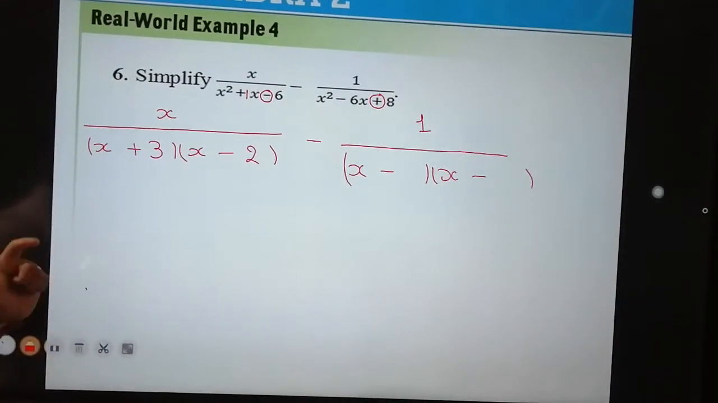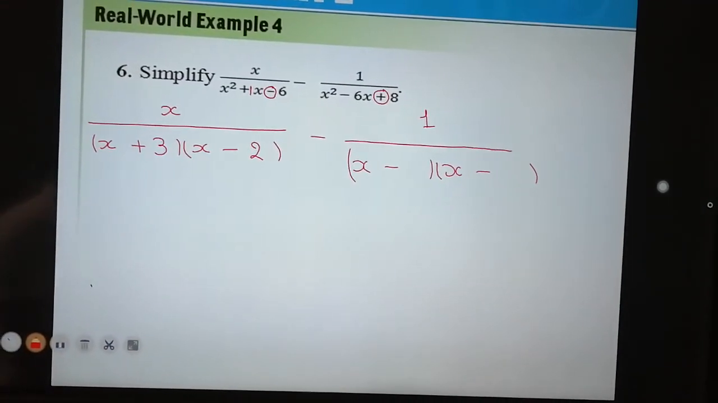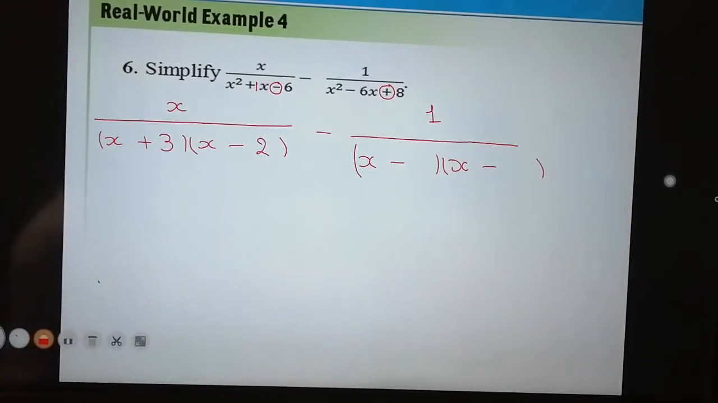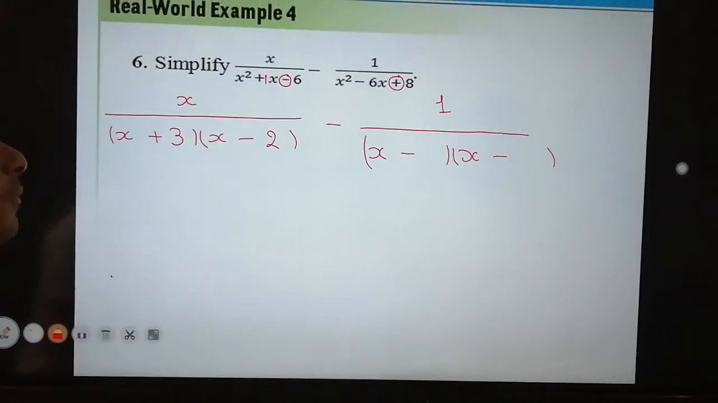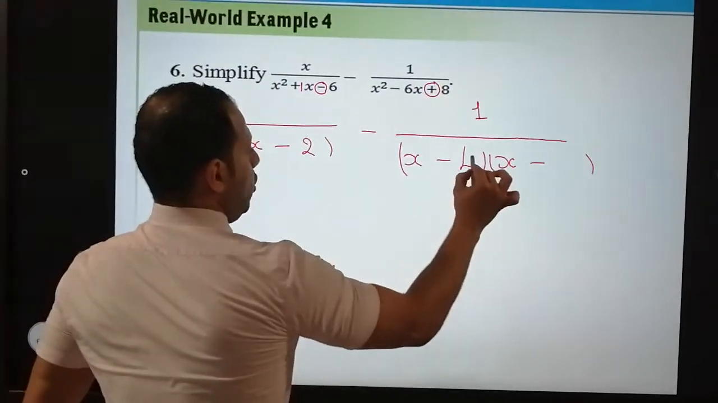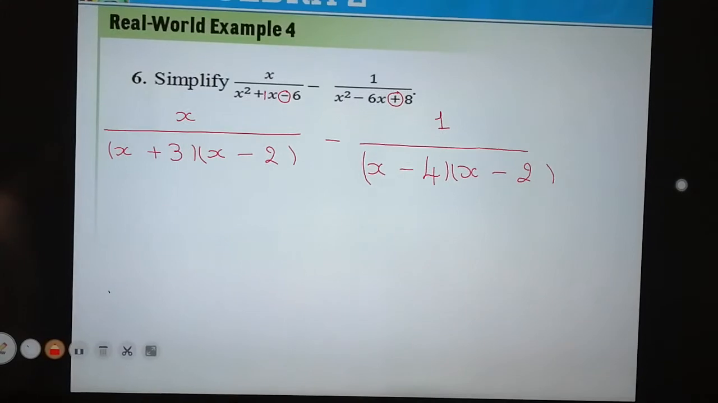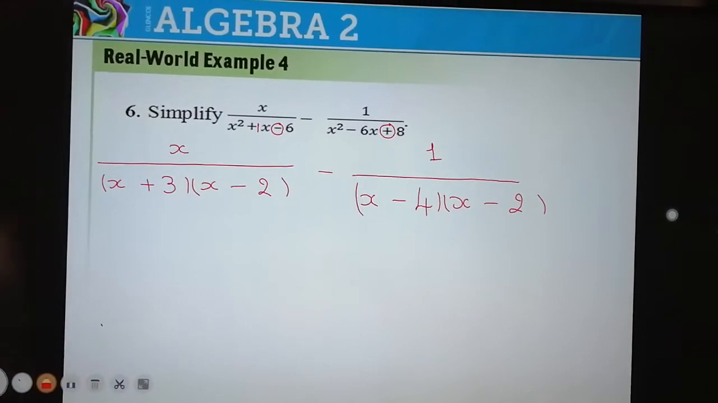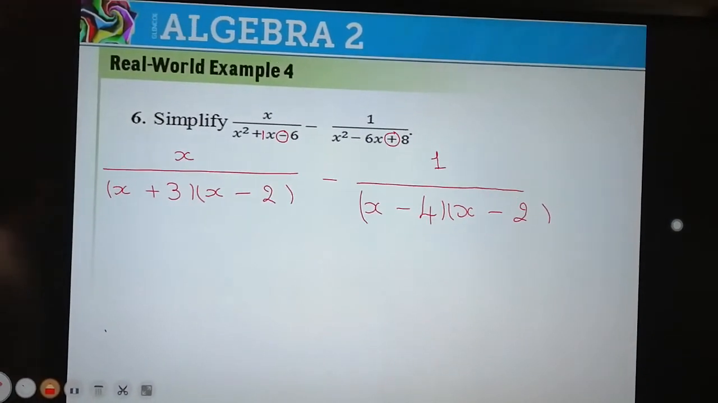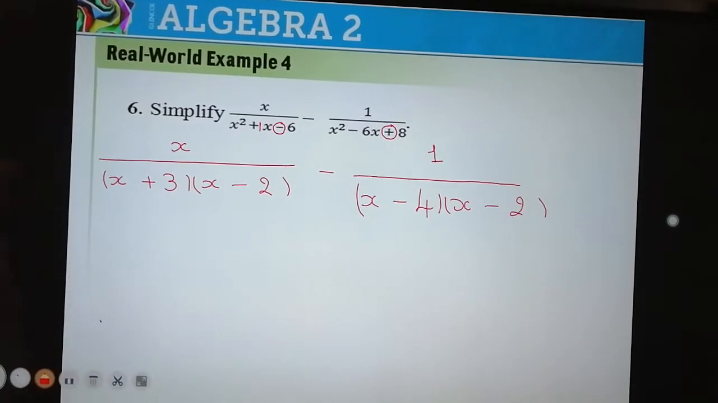I need 2 numbers. If I multiply, I get 8. If I add, I need the sum to be 6. 2 and 4, yes. No problem about the order here, because the 2 brackets have the negative sign as you see.